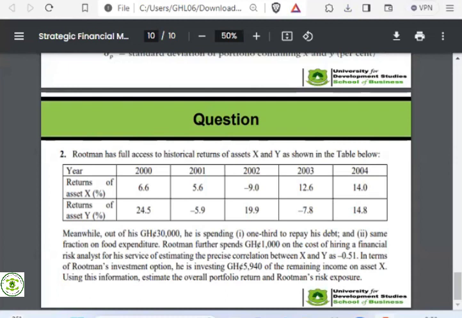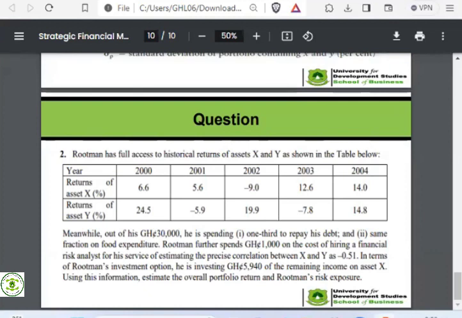Ideally, this is a two-security situation. We have an investment one, which is X as a share or an asset. We also have an investment Y. So this investor has decided to invest in these two shares, and he has an overall income of 30,000 Ghana cedis. Out of his income, he has apportioned it as follows. He's not investing all the 30,000 cedis in asset X and asset Y.